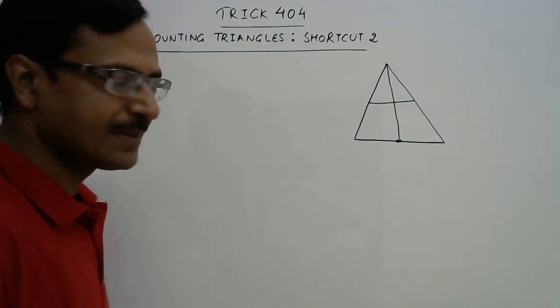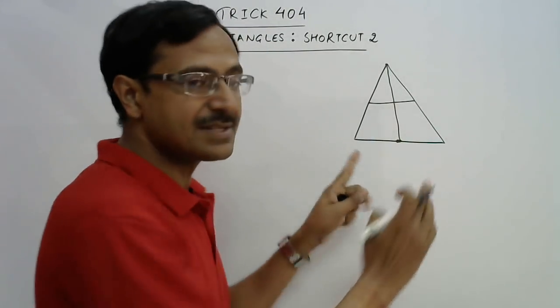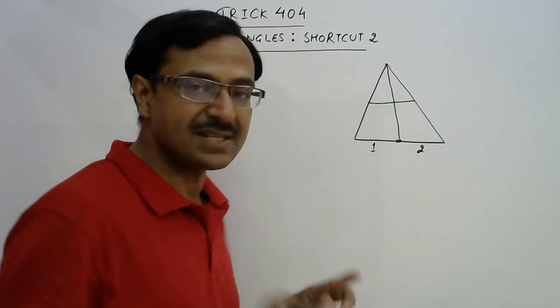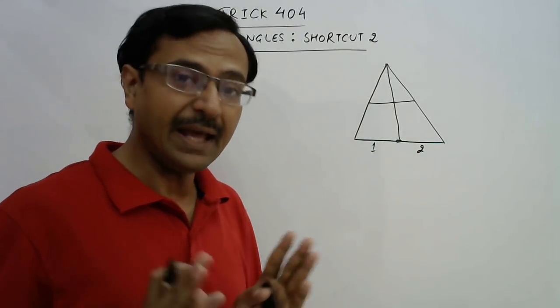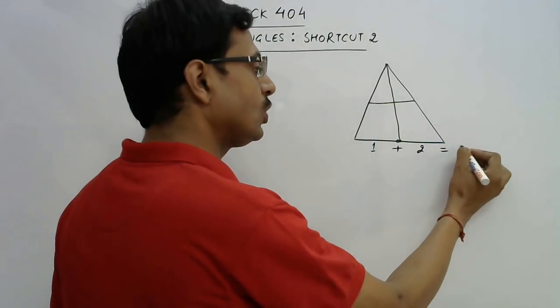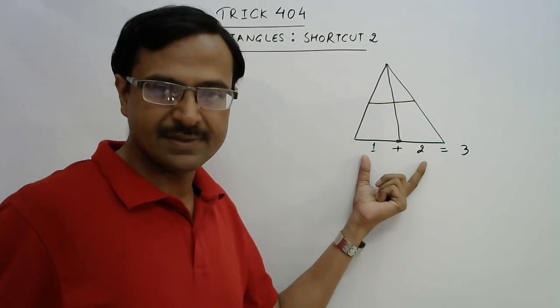How do we do this? Now the first step is to see in how many parts the base is divided. This is the first part, this is the second part. Just name the base, first part, second part, and then add the numbers which you have written on the base to get a number which is the sum of these two numbers.